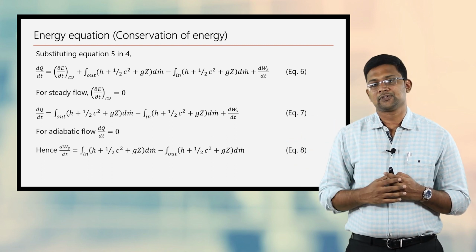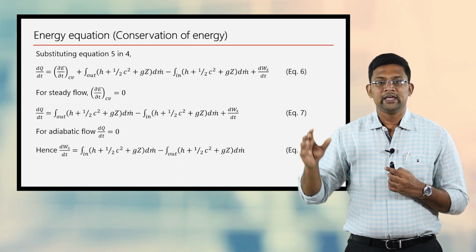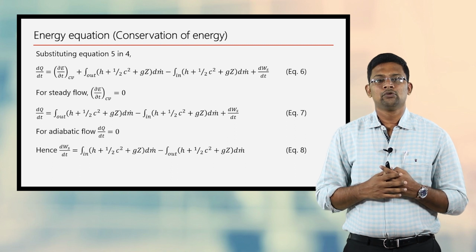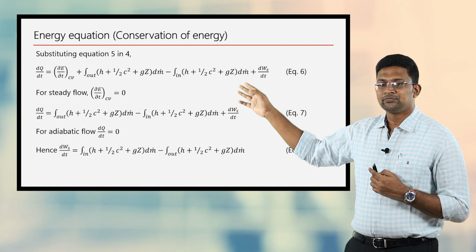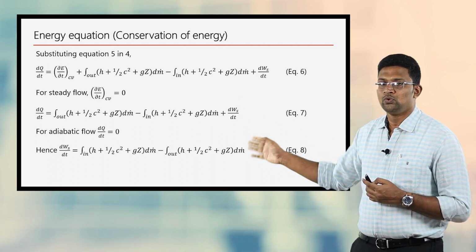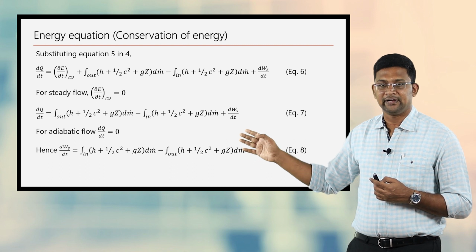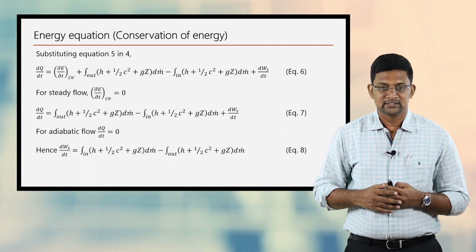For an adiabatic process, we know there is no heat transfer. Therefore, the value Q is equal to 0, and hence dQ by dt is also equal to 0. So the term on the left hand side of expression number 7 is also cancelled. And this is the new expression. We have rewritten it in such a way that dWs by dt has gone to the left hand side.